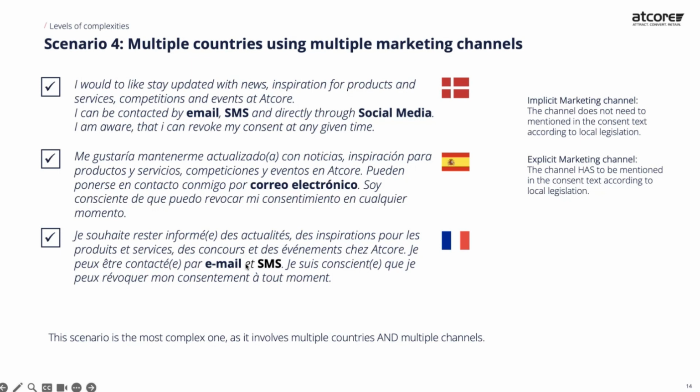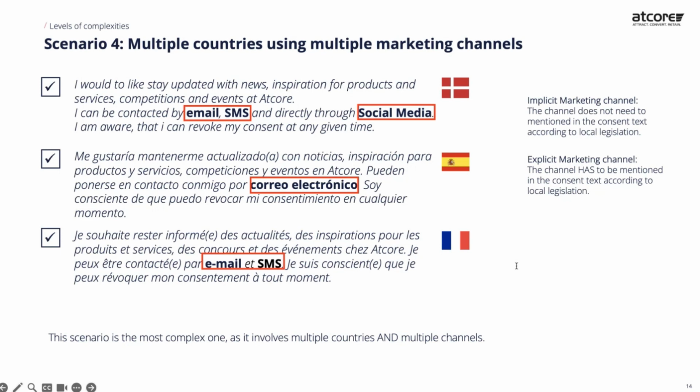So this is strictly an example, what I'm showing right now. But you can see in Denmark, email, text messages, and social media are explicit. They have to be mentioned in the text. Spain, only email is mentioned, which means that social media and text messages are implicit marketing channels in Spain. And in France, email and text messages are mentioned, which means that social media messaging is implicit.